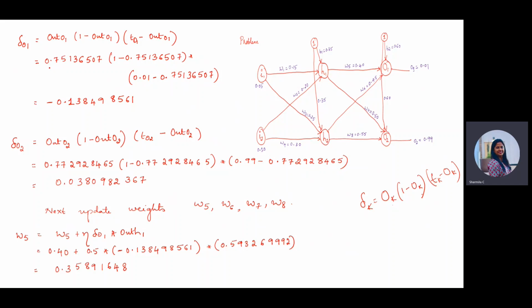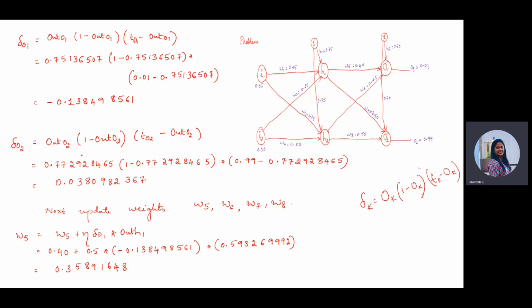So use those values: 0.75136507 times (1 minus 0.75136507) multiplied by this, which is 0.01, which is given. This is obtained the first time when we calculated the out from this unit. So when you evaluate this, you'll get minus 0.138498561. In the similar way, calculate the error term at this unit, that is the output unit O2.